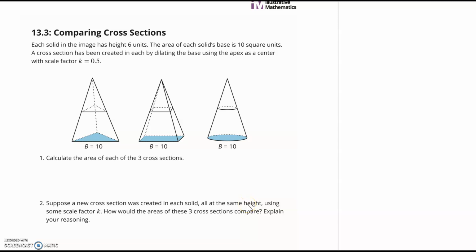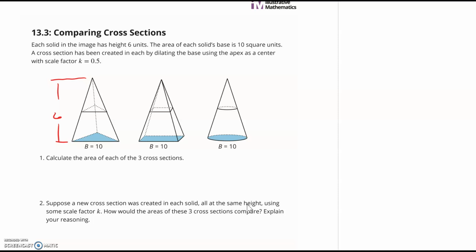Now with problem 13.3, we're going to take that volume of the pyramid and cone that we looked at, and we're going to see how another way we can create that. So each solid in the image has a height of 6 units. Okay, so the height of each of these is 6. Perfect.